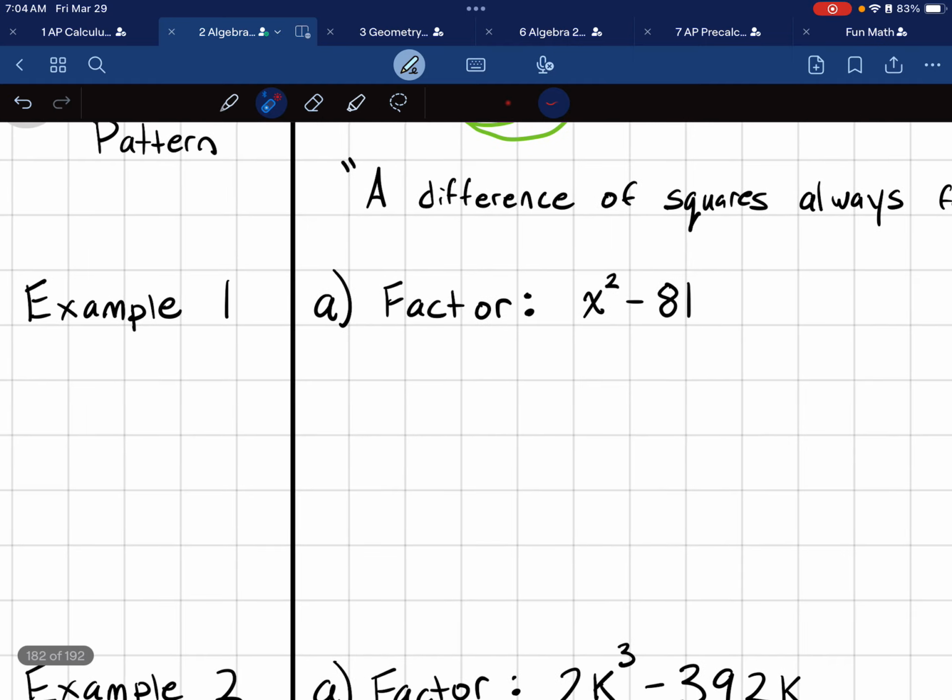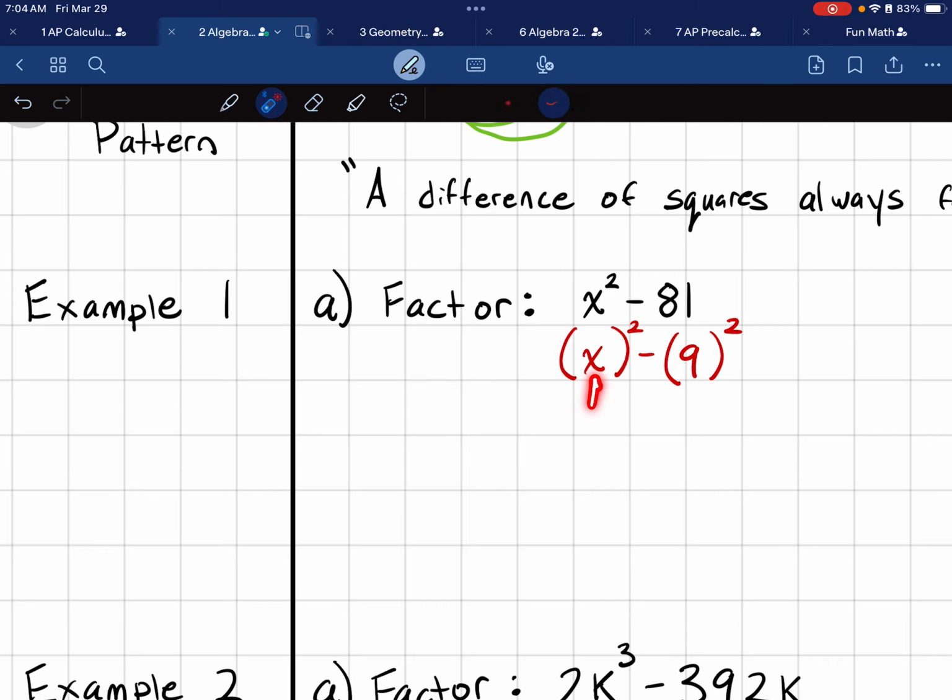All right, so example 1a, we're going to factor x squared minus 81. And I say, oh, that looks like a difference of squares. And how do I know it's a square? Because what I can do is I can set up some parentheses and say, okay, well, this number minus this number, both of these can be squares. Well, what number squared is x squared? It's kind of simple. x squared is x squared. And what number squared gives me 81? Well, 9 squared gives me 81.